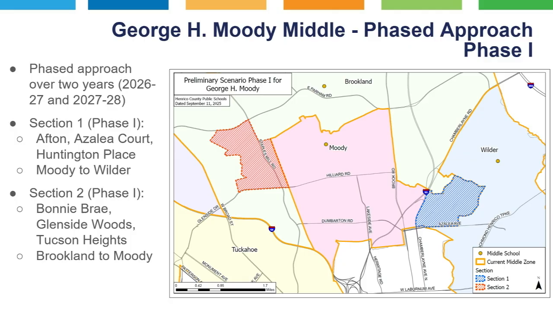Acknowledging that this scenario presents capacity challenges, Ms. Kinsella also requested to see this scenario in a phased approach. These next few slides explore what a phased approach over a 2-year period could potentially look like. For phase 1, the moves for sections 1 and 2 would occur in the same year. These are the same sections that were just discussed in the prior scenario. This involves moving section 1, seen in the blue area, out of Moody and into Wilder, and moving section 2, seen in the orange stripe area, from Brooklyn into Moody.